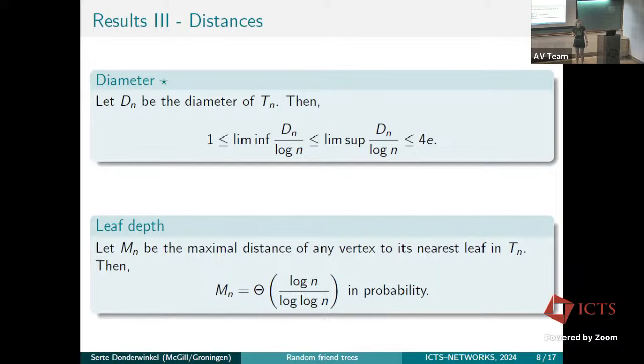What is maximal about it? You take the maximum over the vertices. We consider all the vertices. Each one of them gives us a number, which is the distance to the nearest leaf, and then over that set of numbers, we pick the maximum value. That's M_n.